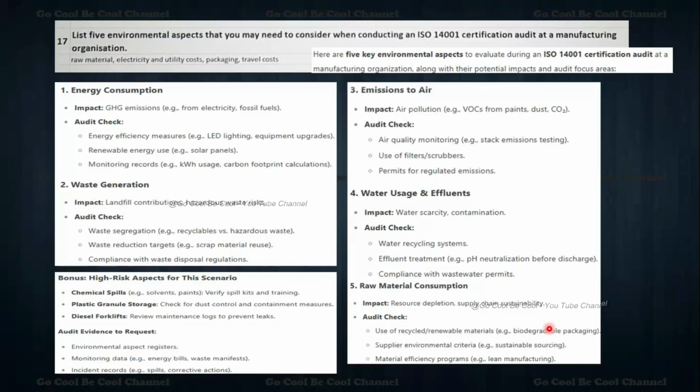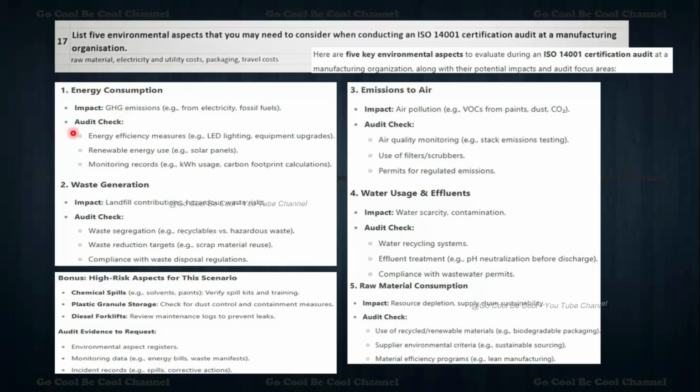Now the 17th question: list 5 environmental aspects that you may need to consider when conducting an ISO 14001 certification audit. In a manufacturing organization: raw material, electricity and utility cost, packaging and so on. They ask us to write down what to consider when conducting ISO certification in a manufacturing organization. So here are the 5 key things. First, evaluating the organization's system: energy consumption, whose impact is greenhouse gas emissions.